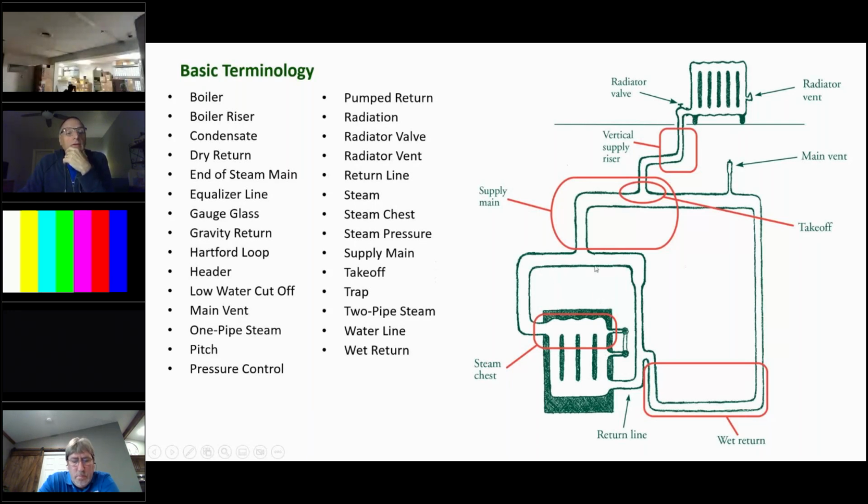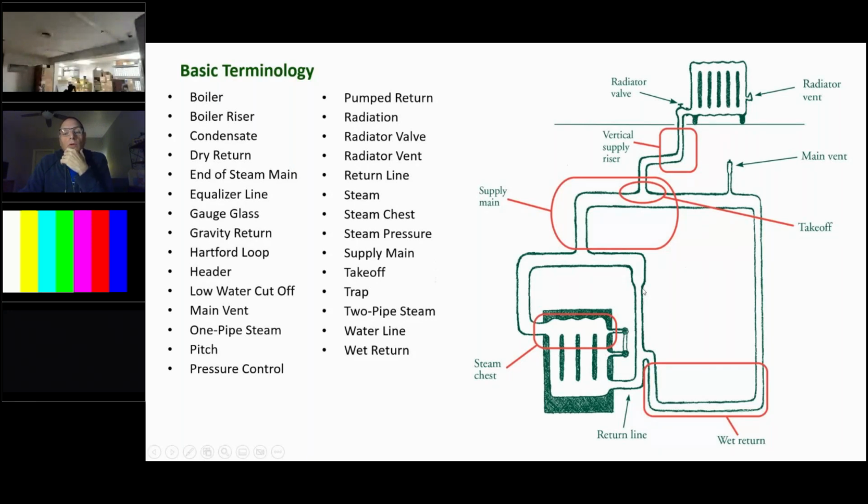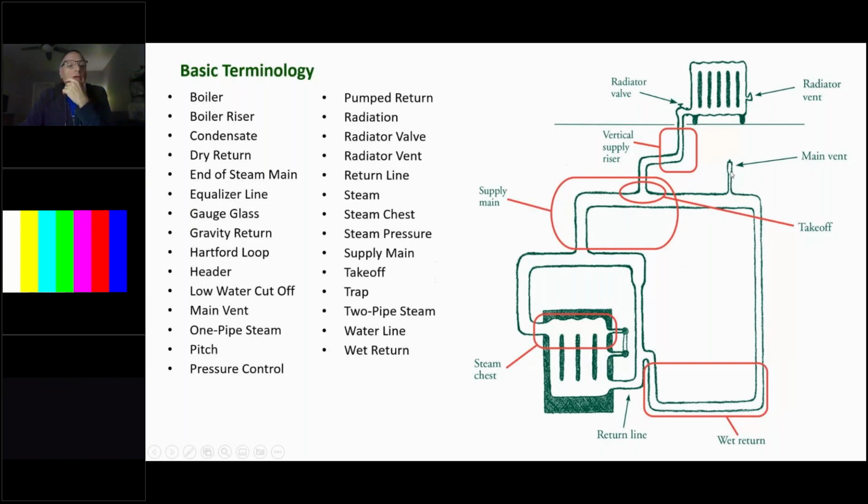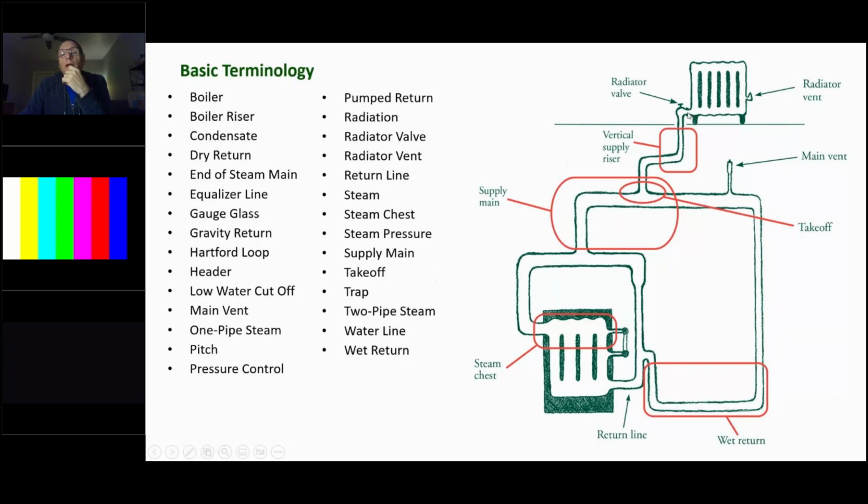Again, this is the header. You have a low water cutoff, usually on boilers, which isn't shown in this. Main vent, usually found at the end of the mains on both one and two pipe steam systems, gravity returns. One pipe steam, which is what this typical picture is showing. There's just one pipe going into the radiator.